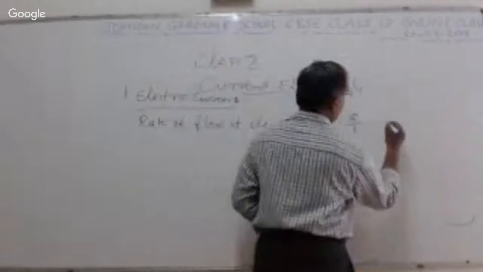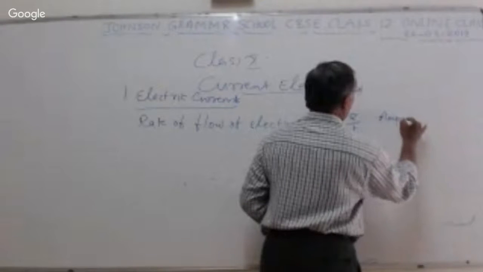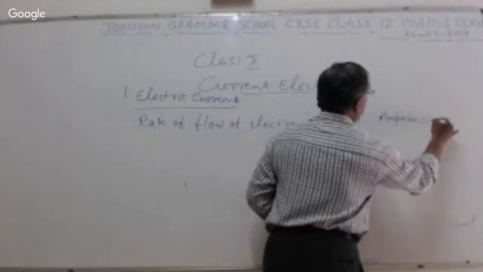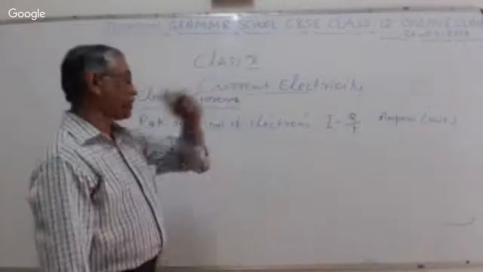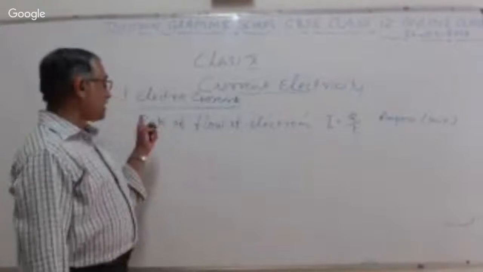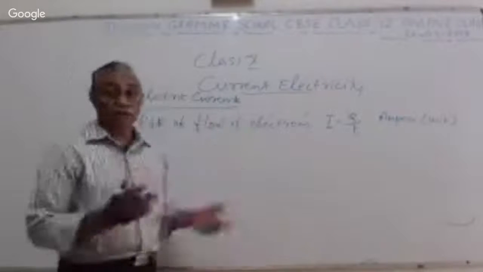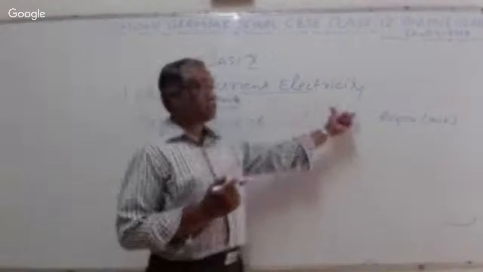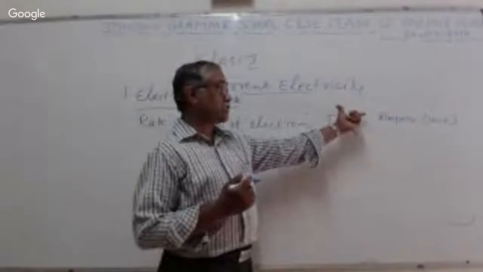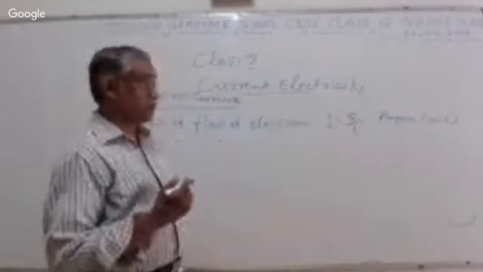It is measured by this unit. So the unit is ampere. Ampere is the unit of current. 1 ampere of current is passing through that. So the current is nothing but the rate of flow of electric charges. Here electric charges are nothing but electrons, and it is given by I is equal to Q by T, where Q is the charge and T is the time. So that is the rate at which electric charges flow.